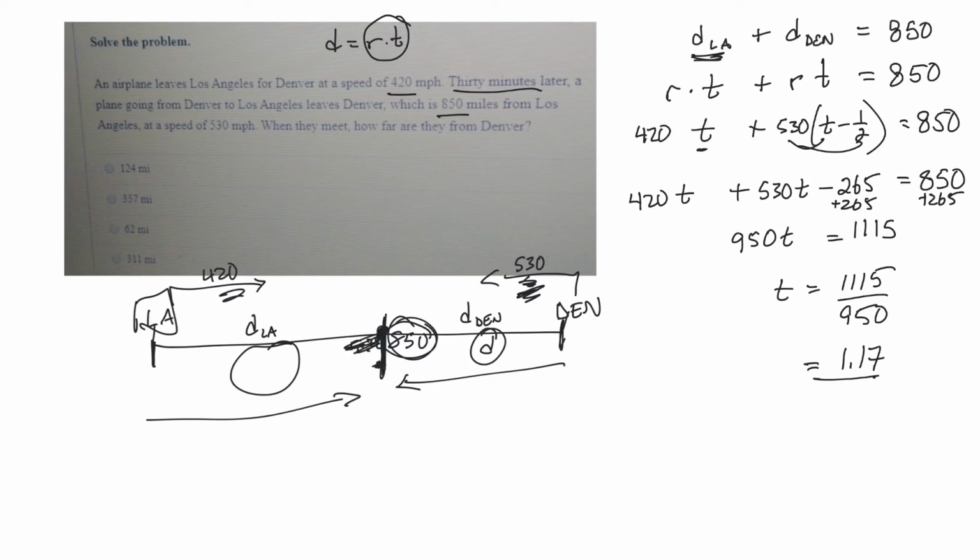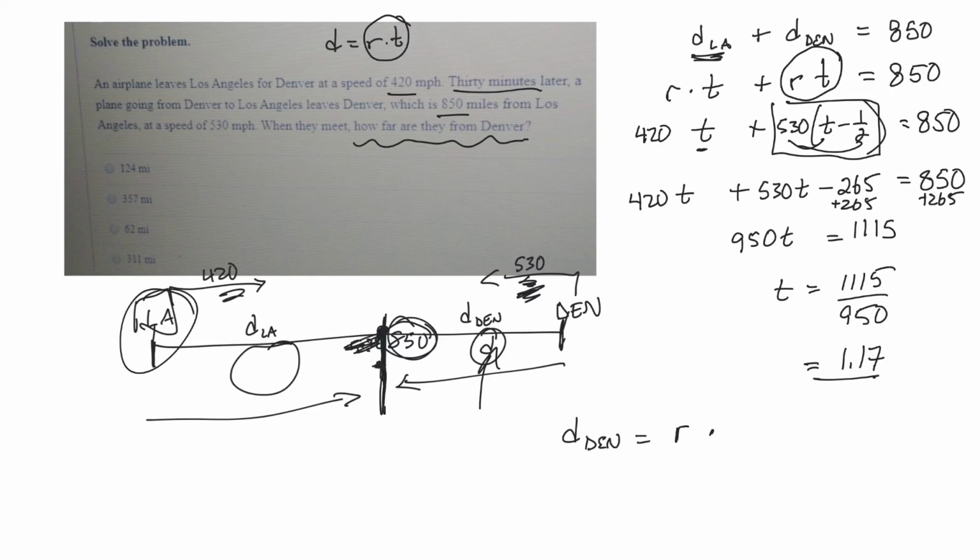So that's the time that the LA flight is in the air until they meet. And so the time that the Denver flight is in the air is a half an hour less than that, so I'd subtract 0.5 from that. But really the question is asking how far they are from Denver, so they want this distance right there. So let's just rewrite that formula. The distance that the Denver flight travels will be equal to its rate times the time that it was in the air. So the rate, they're going 530 miles an hour, times the time, which is this one minus the half an hour. In this case, I'll just use a decimal because this one's a decimal.